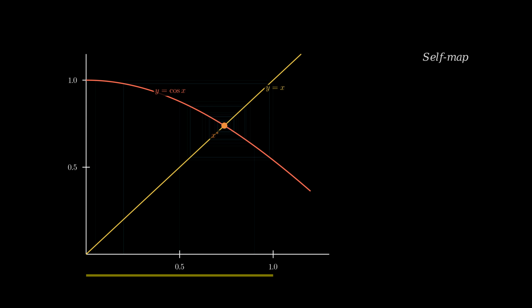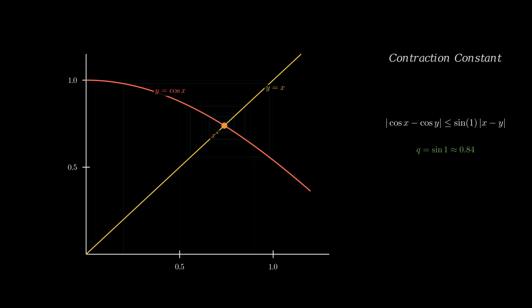So why does cosine contract on 0 to 1? Cosine of 0 is 1. Cosine of 1 is about 0.54. The image sits inside the domain. The derivative of cosine is negative sine. On this interval, sine is positive and increasing, peaking at sine of 1. By the mean value theorem, the distance shrinks by at most sine of 1. That is q, approximately 0.84.